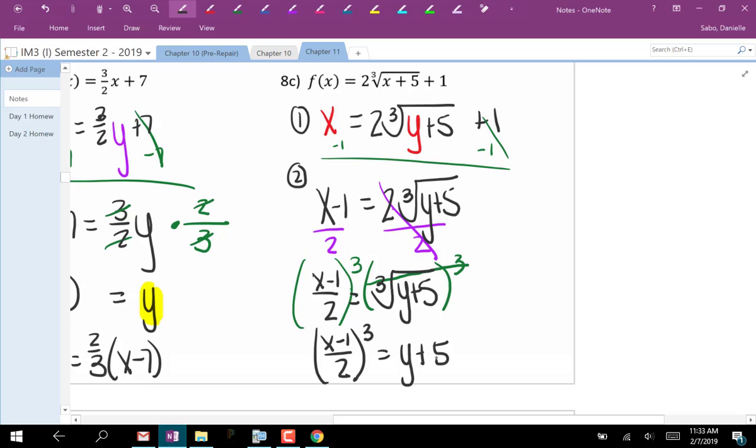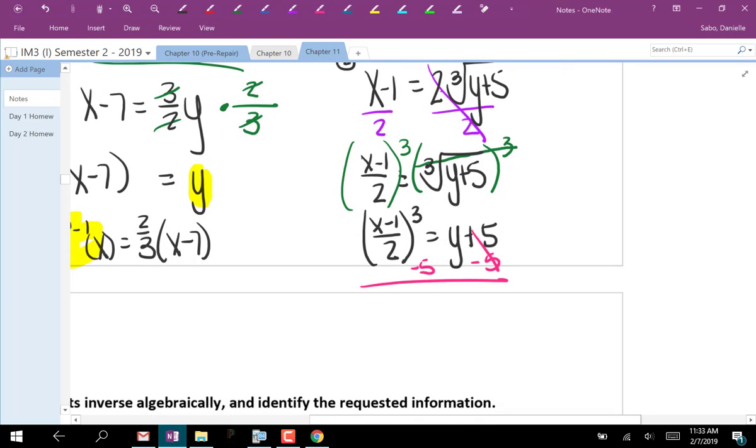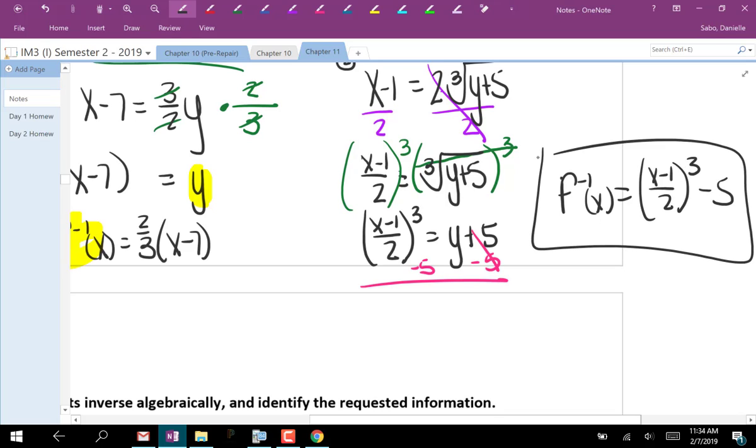What do I do with this 5 to move it? Subtract it. So I subtract 5, gone. Now it looks weird, like how would I subtract 5 from there? But you're basically done. Let me just rewrite it. f to the negative 1 inverse, because that's always what we end with, is equal to x minus 1 over 2, all to the 3rd power, minus 5. So that's the only thing, I just changed it. When you subtract 5 from this whole group, you just write it: minus 5.